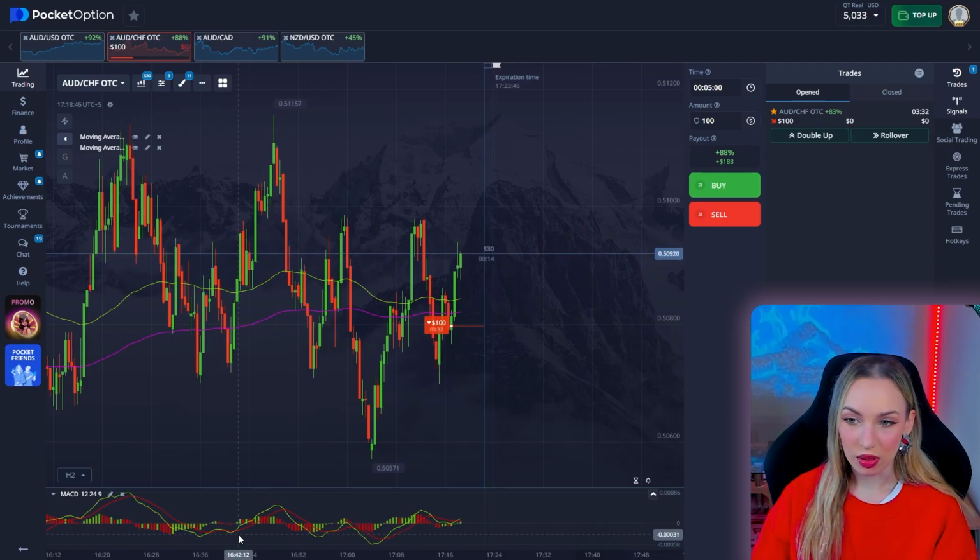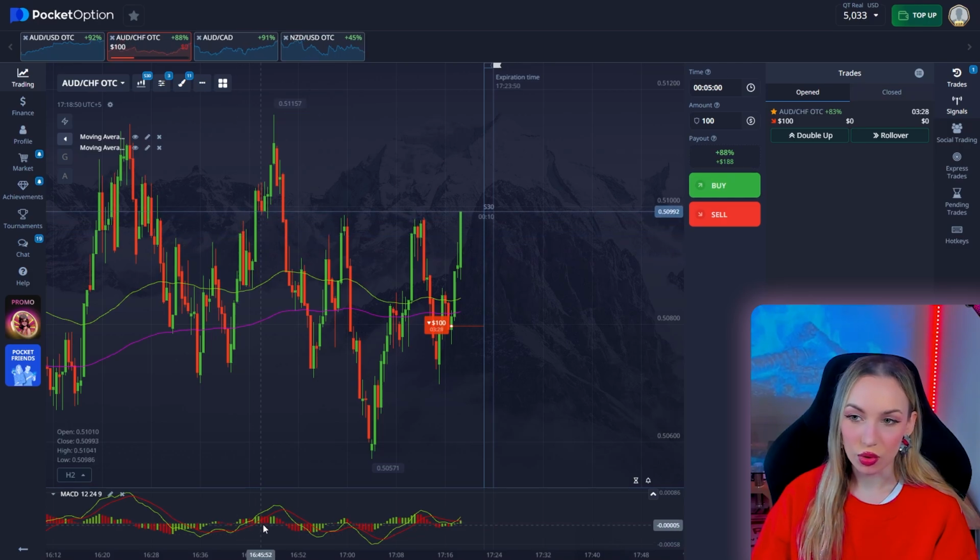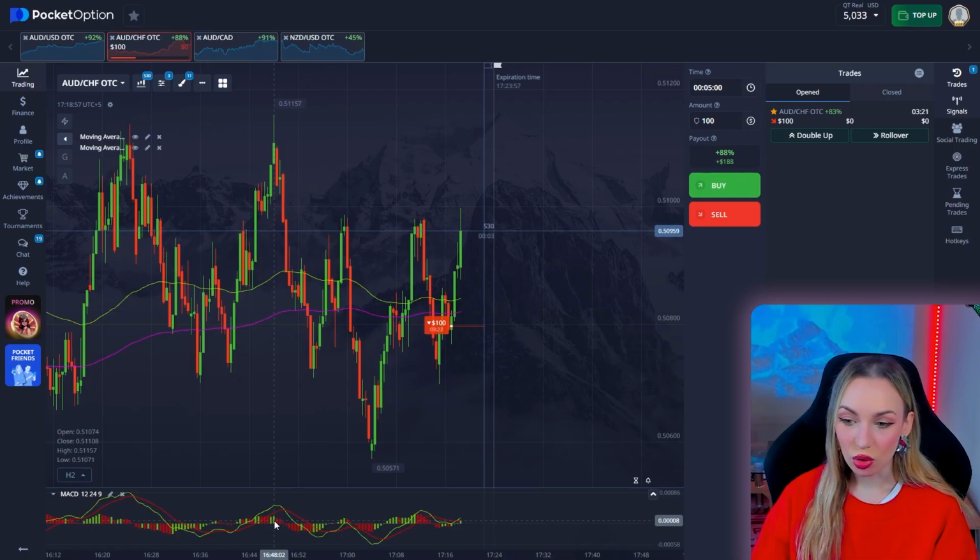Look, here was the signal to open the trade in the upward direction at 4:42, and at 4:48 the price reached the peak, so it needed only 6 minutes to go up.